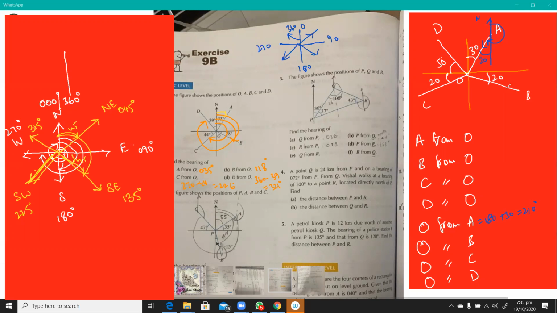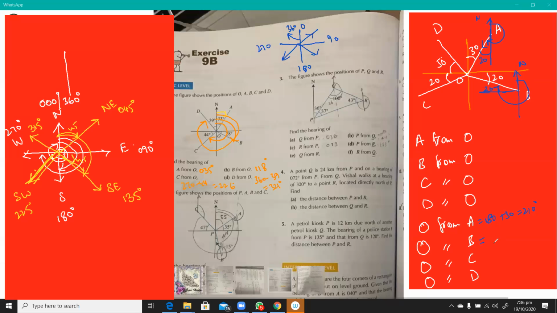Now, can you try finding the bearing of O from B? When you keep your north over here, you see this is the north. So something is going away from B or coming towards B. So you have to see how much all this angle is. If this is 20, if I just draw a line over here, I can have the alternate angles. This angle will also be 20. So what is the bearing of O from B?